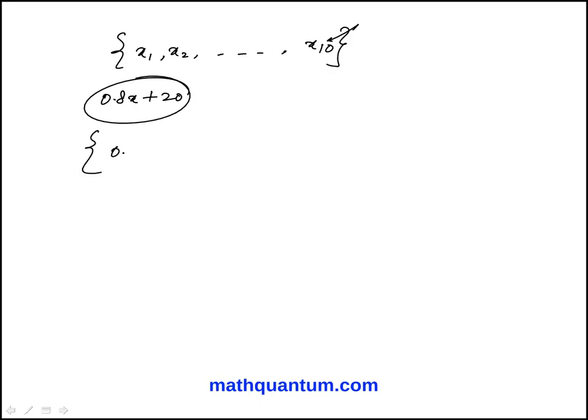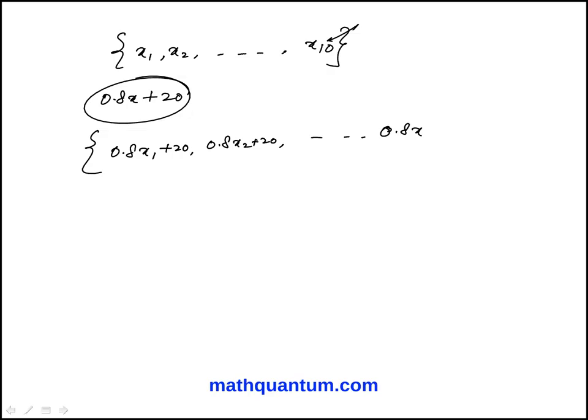So here, the way I'm going to do this problem is to just consider a list of scores, x1 through x10. And again, I'm just arbitrarily using 10. It could be any number. And we're told that scores are going to be adjusted by this formula, 0.8x plus 20, which means that each quantity in this new list would be 0.8x1 plus 20, 0.8x2 plus 20, and so forth.